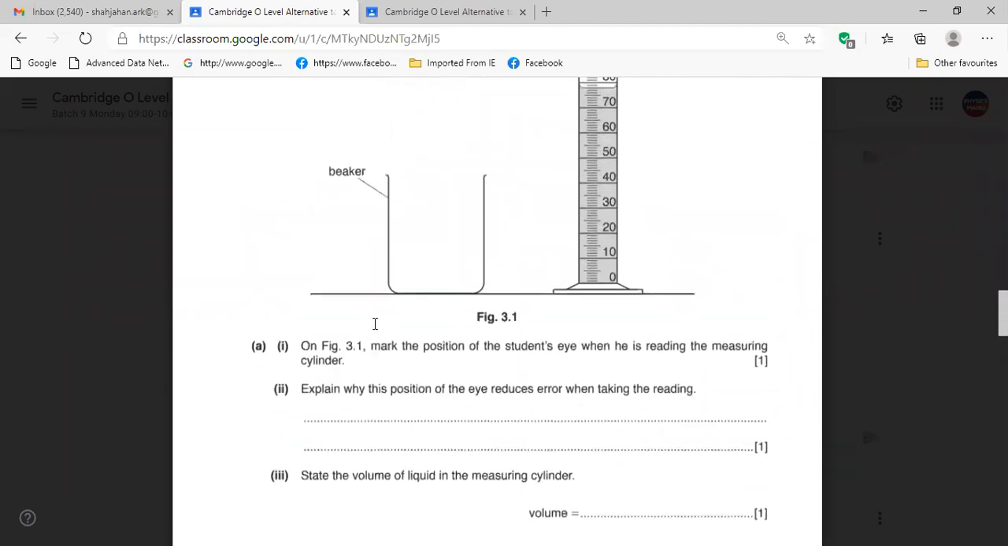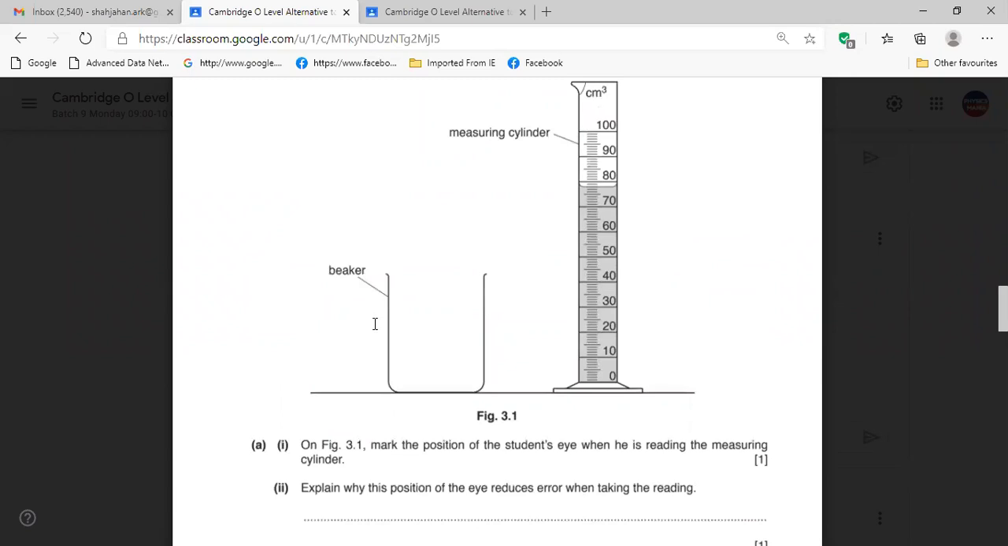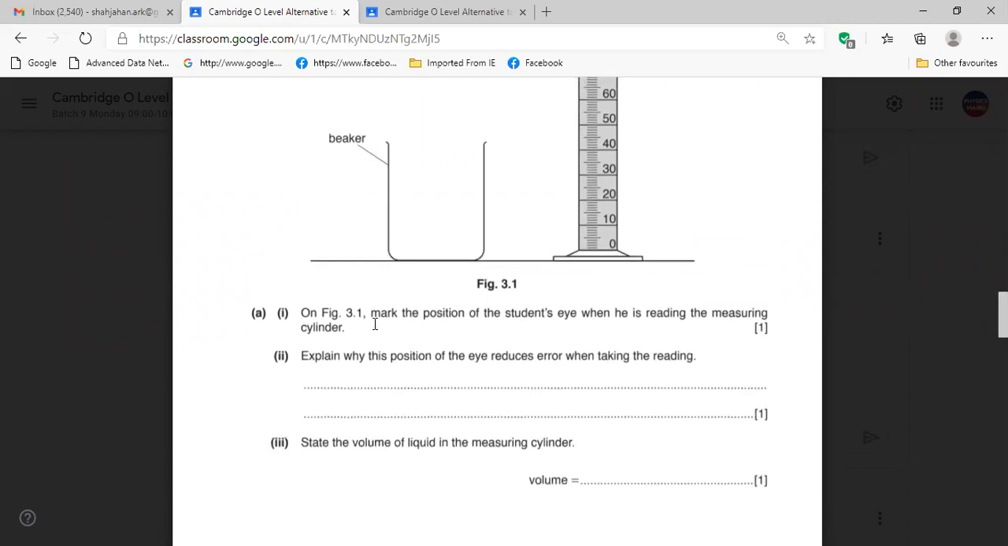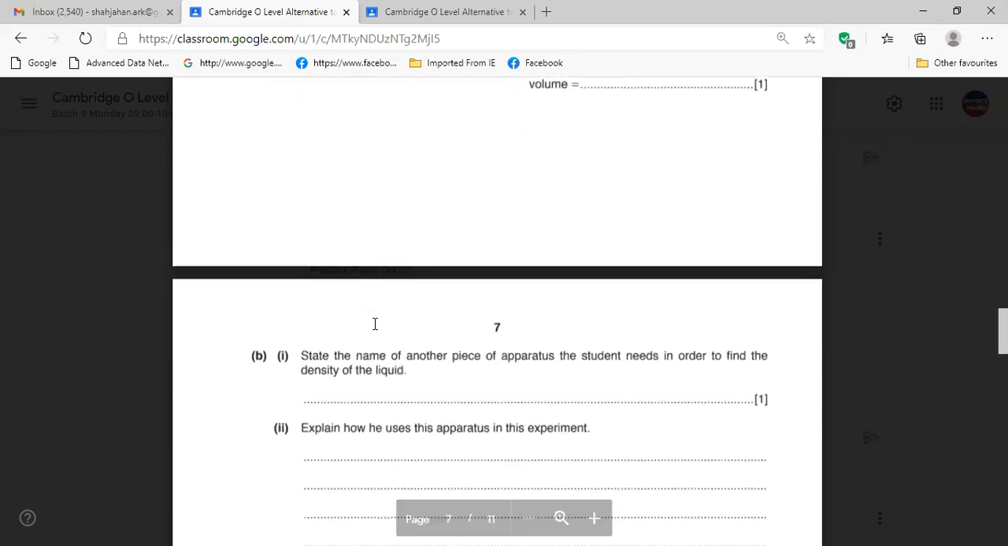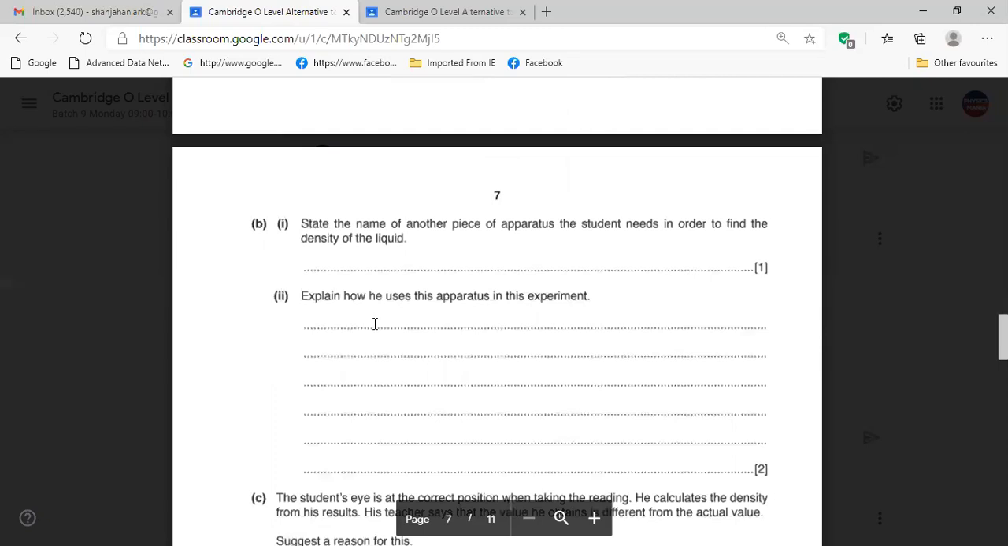Then the next one, 3, part C: state the volume of the liquid in the measuring cylinder. Ifaz, what is the volume here? 78 centimeter cube. Tamjid, what did you get? 78. Abir, you also got 78? Yes, sir, 78 centimeter cube. Okay, you all got the correct one.